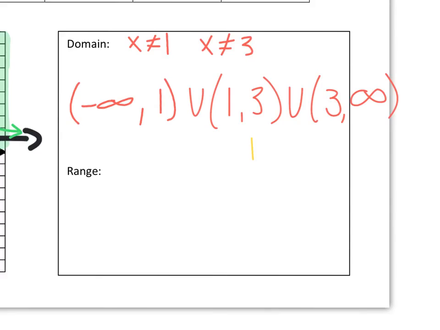Okay, so for our range for this problem, where was our horizontal asymptote? 1. So that means that y cannot be 1. So I'm just writing that y cannot be 1, but y can be anything else. So that means it could be anything from negative infinity to 1. What's going to come next? Union, and then 1 to positive infinity. So it can be everything but 1. And we're denoting that it's not 1 because we're using the parentheses instead of brackets again.